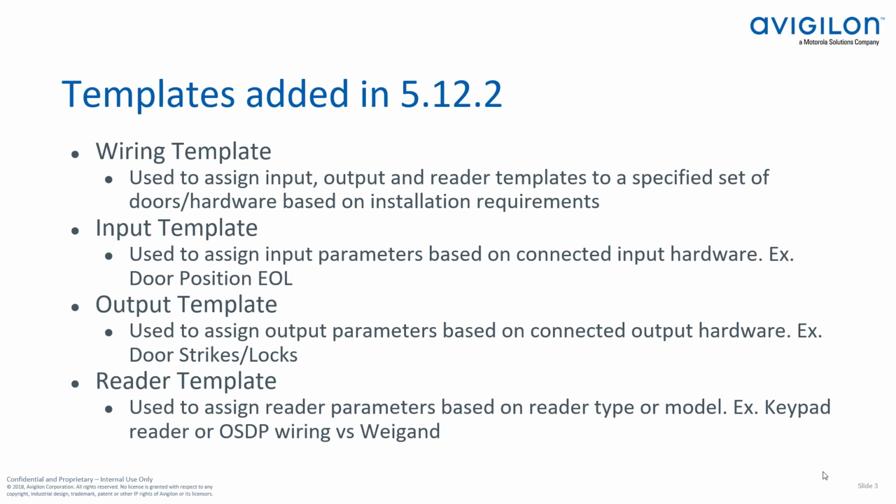The output template is used to assign output parameters based on the connected output hardware. An example of this would be all of your door strikes will be using energized when active versus all of your mag locks would be using not energized when active. And last, the reader template is used to assign reader parameters based on the reader type or model. An example of this would be an installation where you have keypad readers and you need to change all of the keypad decoding to Hughes ID 4-bit. Or you want to modify the wiring template from OSDP versus Wiegand.